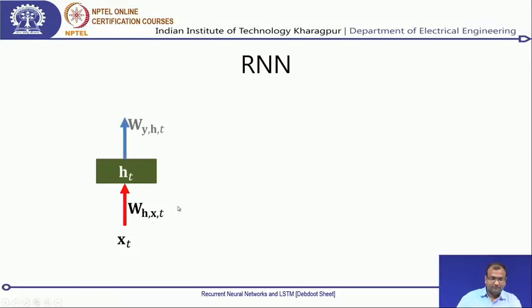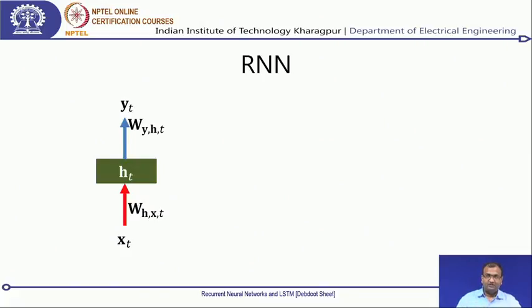Now, from there you can produce a certain output called y_t, and the way this y_t is generated is via another weight which relates h to y. One thing to keep in mind is that since this is a sequence learning problem, all of this mechanism takes place at a given instance t.